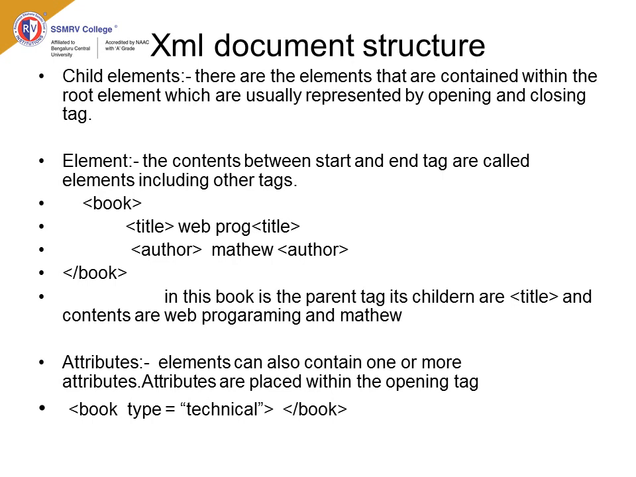The next part of the document structure is attributes. Every element of an XML document can contain attributes, and attributes are placed within the opening tag. A root element can contain an attribute, and a child element can contain an attribute, such as book type equal to technical slash book. So here type is an attribute, and the value of the type attribute is defined as technical. So you can define your own attributes depending upon what kind of element or tag you are writing.